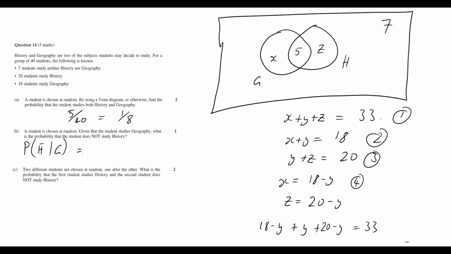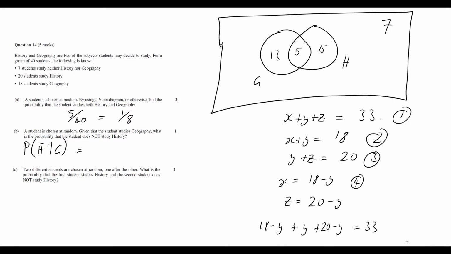Well, let's have a quick look at some of our numbers over here. So X, the number of people that study only geography, well, let's quickly work that out. Since now we know Y, we can say that X plus Y equals 18. And since Y is 5, we now know that X is going to be 13. And then from equation 3, we know that Y plus Z equals 20. So now that means that Z must be 15.